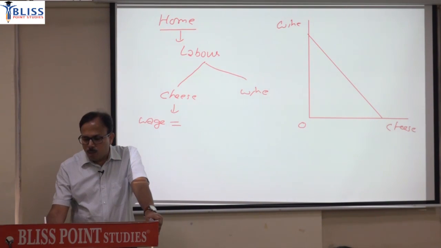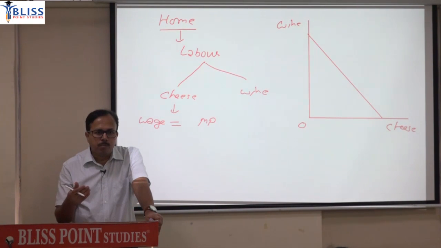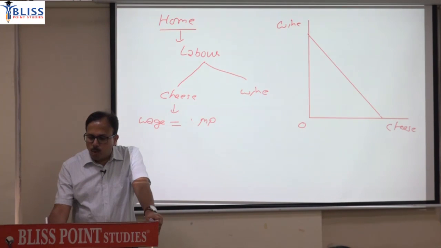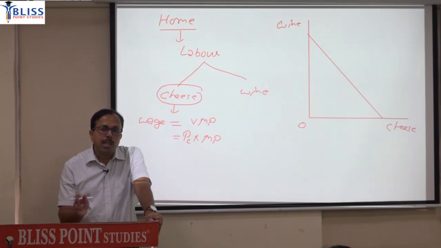So wage is equal to marginal product, but marginal product is basically in physical terms. We pay wage in monetary terms. So it is the value of marginal product. So wage is equal to value of marginal product, and value of marginal product means marginal product multiplied by price of the product. So which product are you referring to? Cheese. So price of cheese multiplied by marginal product of labor in cheese.